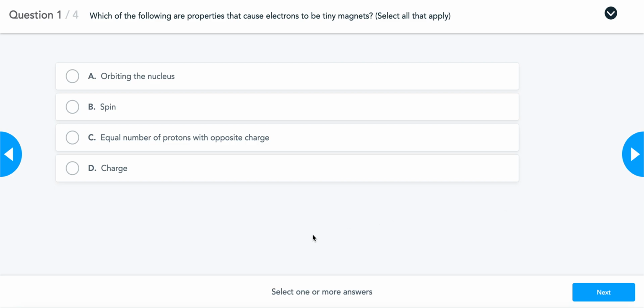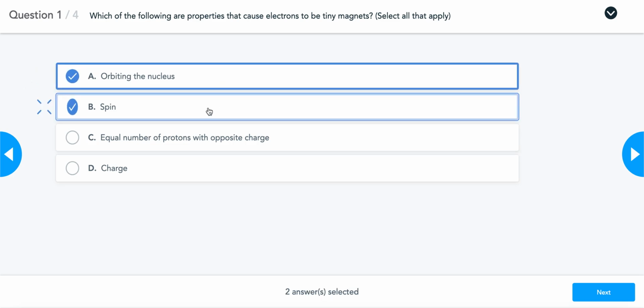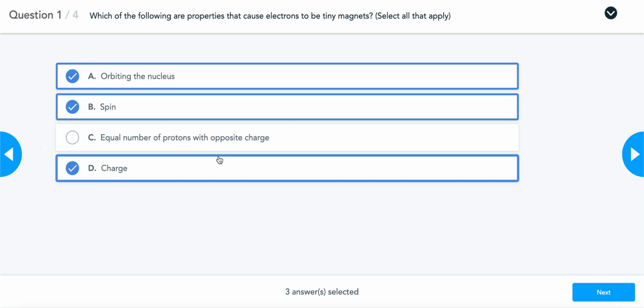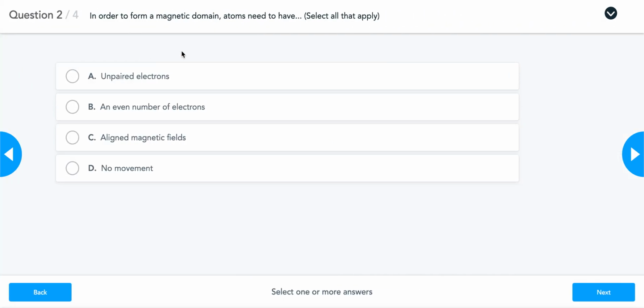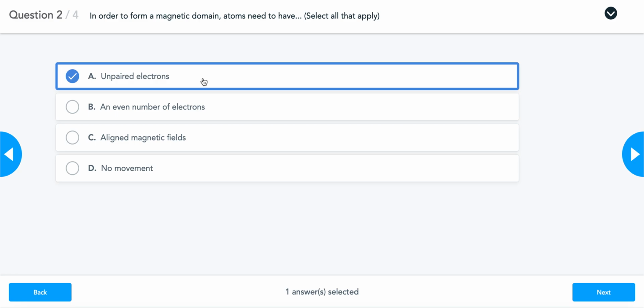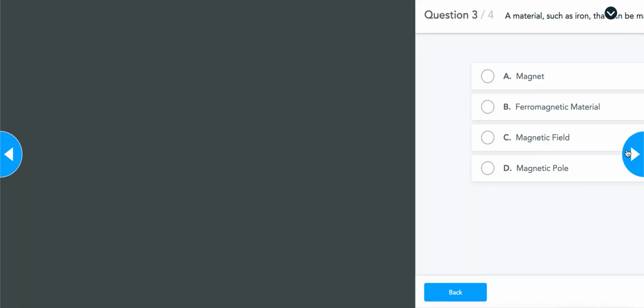Which of the following are properties that cause electrons to be tiny magnets? Well, you're going to need them to be orbiting the nucleus, spin, and charge. Remember that equal number of protons have nothing to do with magnetism. In order to form a magnetic domain, atoms need to have what? Well, they need to have unpaired electrons, and that can't be the case if they have an even number of electrons, and they also need to have aligned magnetic fields.